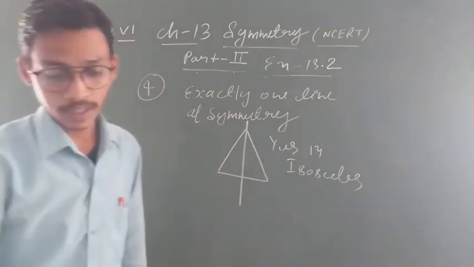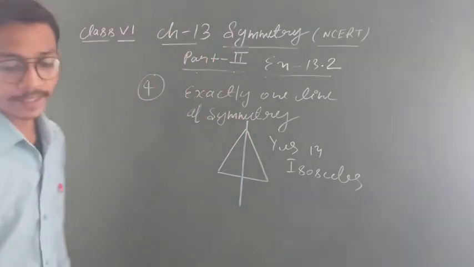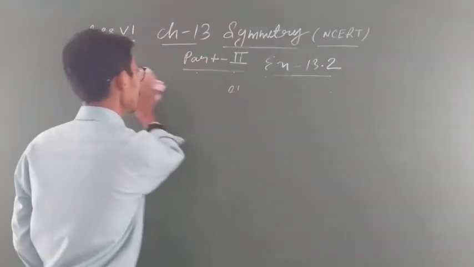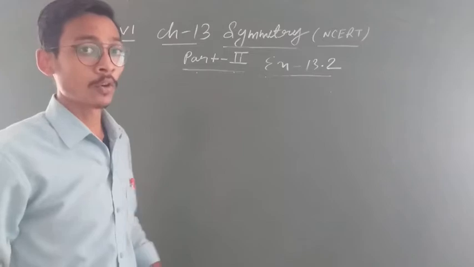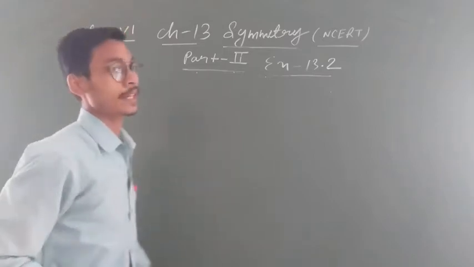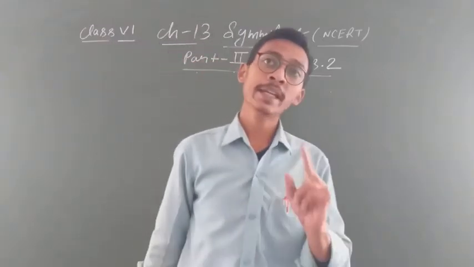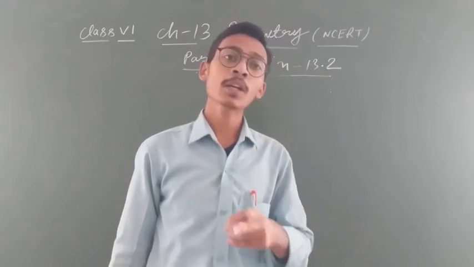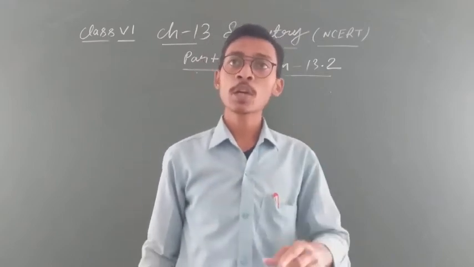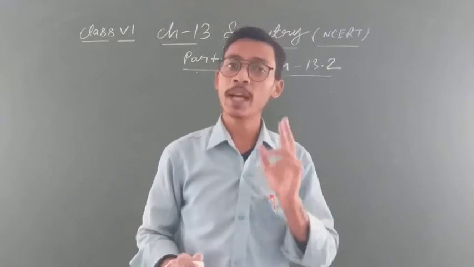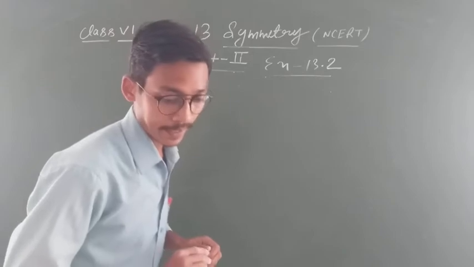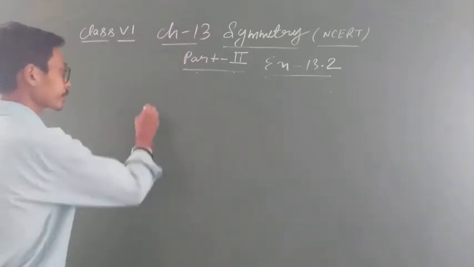तो देखो, इसी तरह question number second is given: exactly two lines of symmetry. Can you tell me a triangle with exactly two lines of symmetry, student? So you will say no, because you know that in an isosceles triangle only one line of symmetry, in an equilateral triangle three lines of symmetry, and in a scalene triangle no line of symmetry. ठीक है ना? तो there is no triangle having two lines of symmetry. Clear everyone?